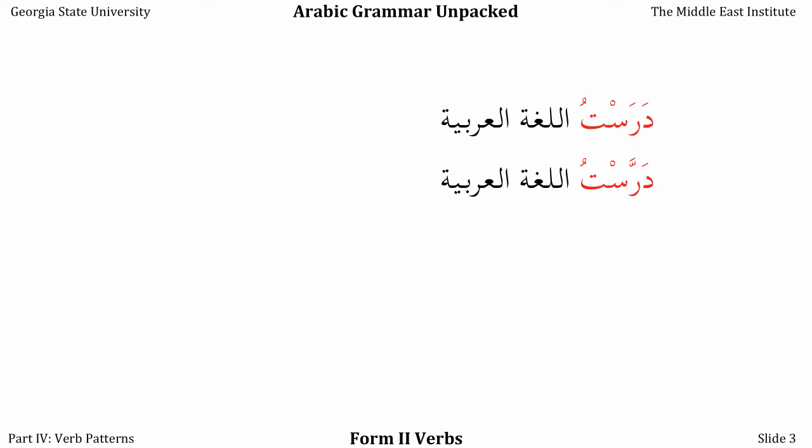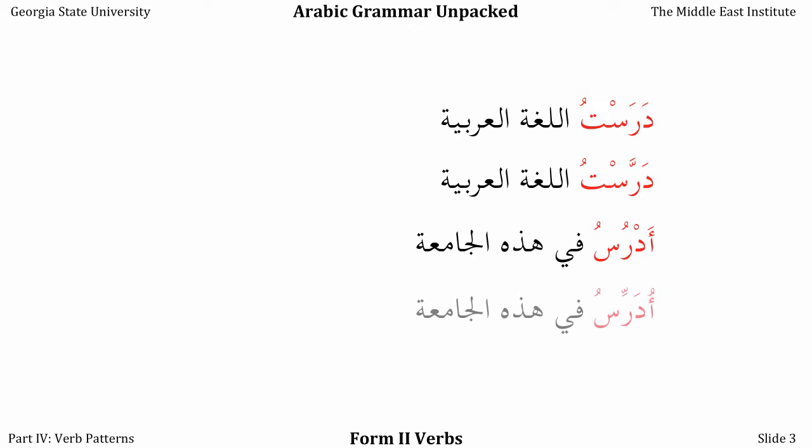One of the major effects of taking a root verb and changing it to Form 2 by doubling the middle consonant is to change the meaning of the verb so that you're making someone else do that thing. Another example might be in the present tense. Adrusu fi hadhihi al-jamia. I study in this university, or I am studying in this university. We can double the middle consonant, pronounce the other syllables a little bit differently, and say udarrisu fi hadhihi al-jamia. And now we have made the verb to teach. It now says I teach at this university.